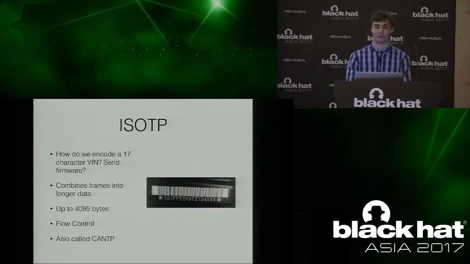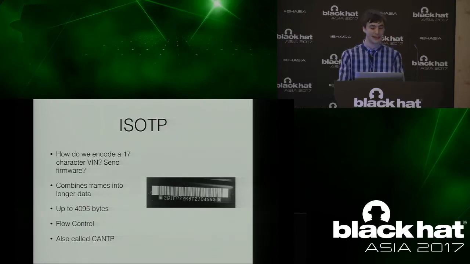And this is what ISOTP does. It allows up to 4,095 bytes at a time. So you can send a single request of up to 4,095 bytes. You will get back a response of up to 4,095 bytes. And it also has a flow control mechanism built in.